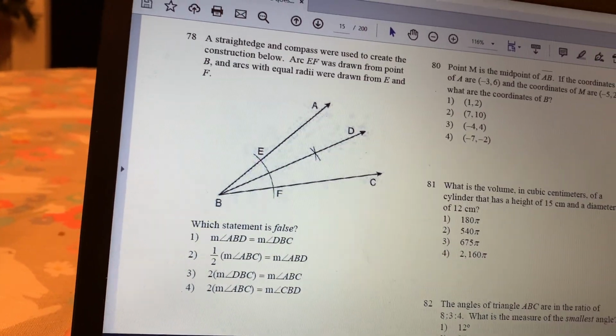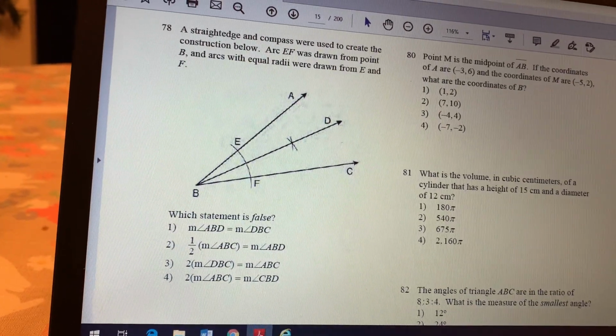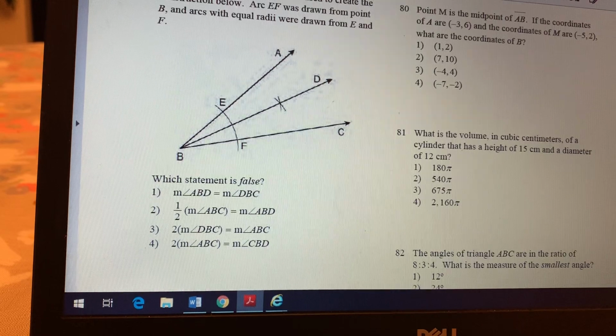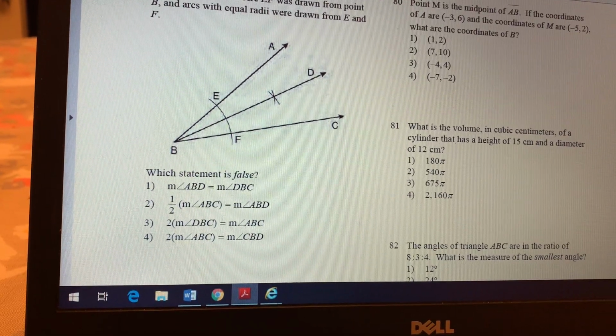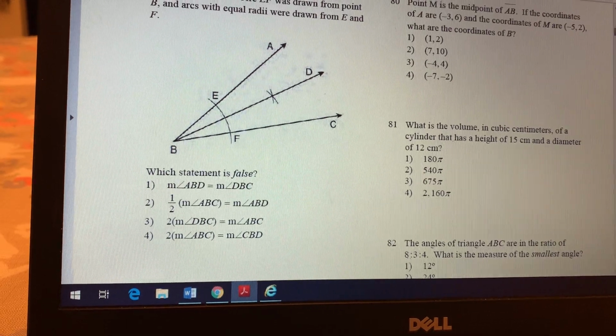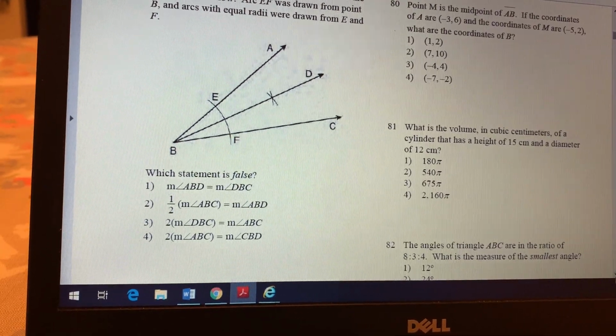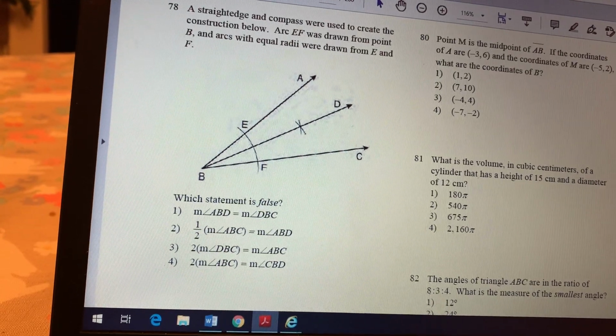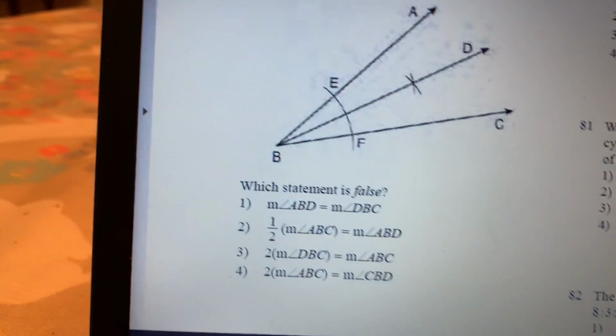So it might even help if you do some numbers there. Okay, so we'll say ABD is 30 and DBC is 30. So they're both 30 degrees. So let's use those assumptions to see if all 4 of these are true.